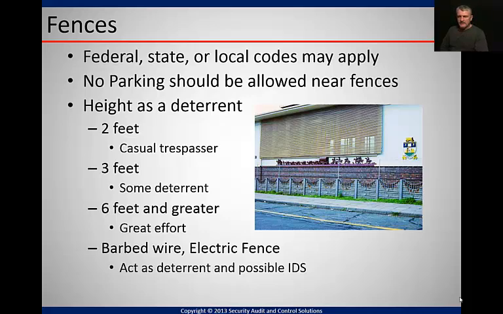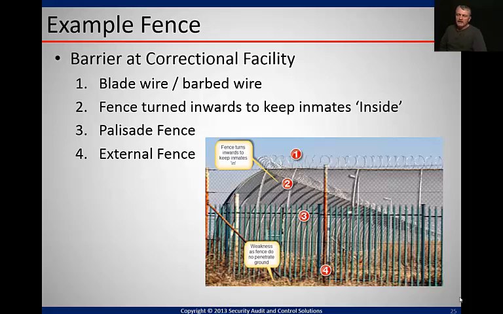In the picture here, we can see it's a low 2-3 foot wall. However, what the guys have done is actually extend that using barbed wire, as they have had problems as well. A very good example here is a correctional facility. Right on top of the fence, which is number 2, turned inwards to keep the inmates in, we have blade wire or barbed wire. Then just outside the initial fence, we have a palisade fence. And then finally, we have an external fence. However, there are weaknesses of the external fence. Although it's a small barrier, people can dig underneath that fence as well.